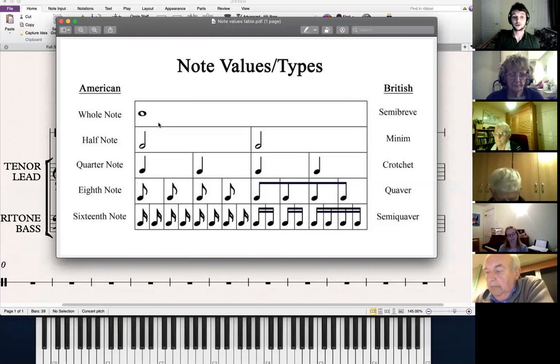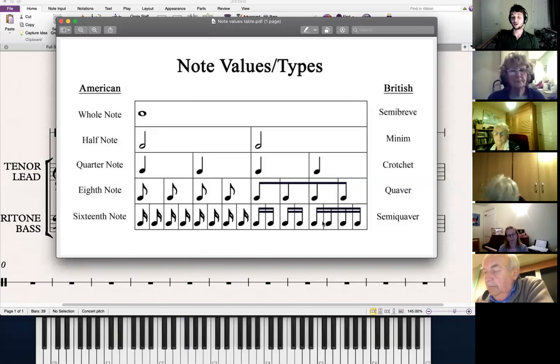Okay, so I'll go over that one more time. Semibreve, 1, 2, 3. Minims, crotchets, quavers. So it just doubles the speed every time, essentially.